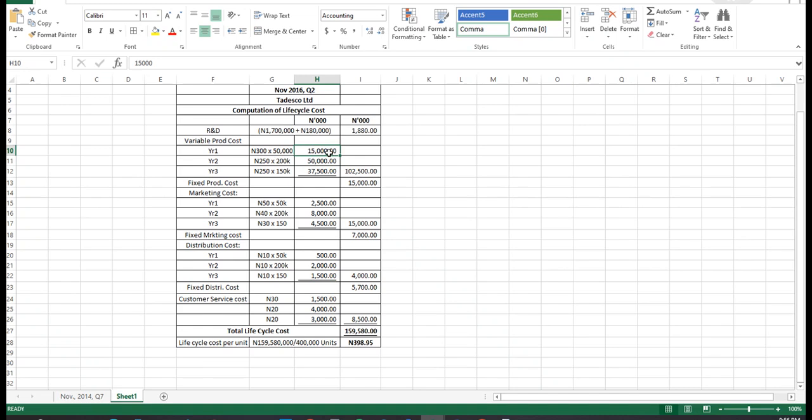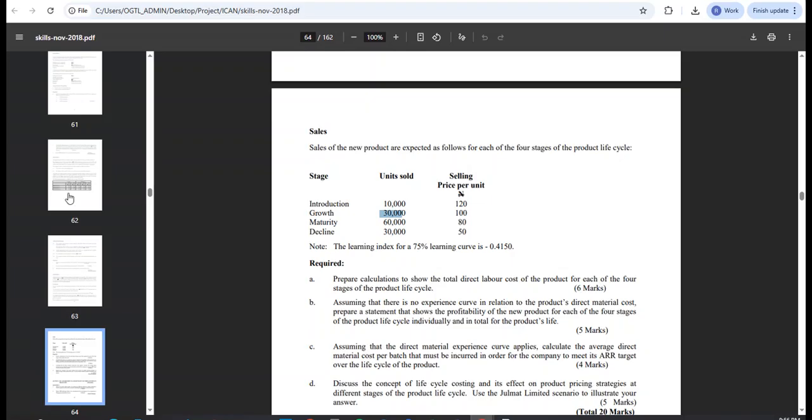I don't know if anyone understands what I'm saying. His question is that this 10,000 given to us at the introduction stage, is it that at the growth stage they added this 10,000 plus an additional 20,000 to make it 30,000? Then at the maturity stage, we already have 30,000. We now added 30,000 to it to make it 60,000.